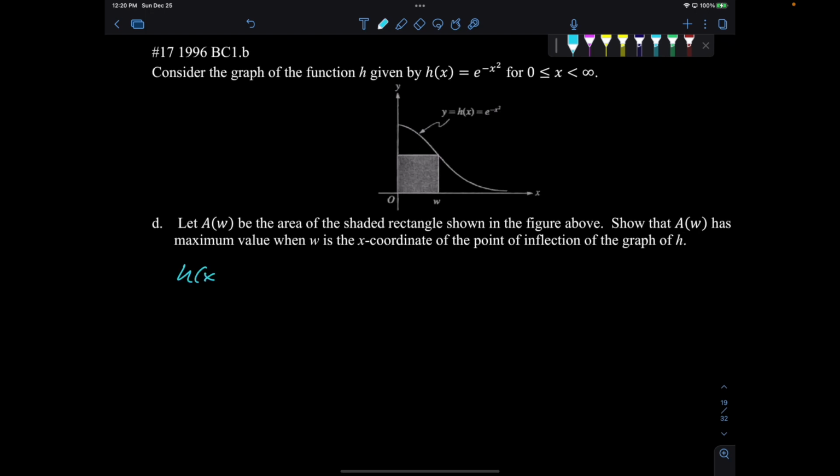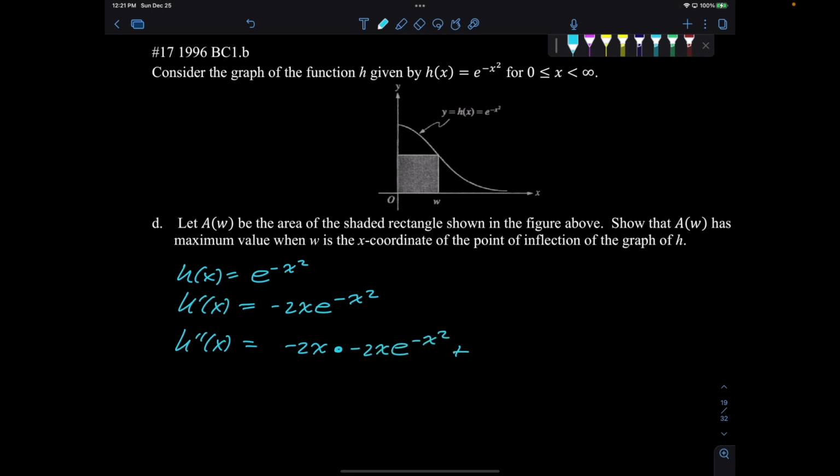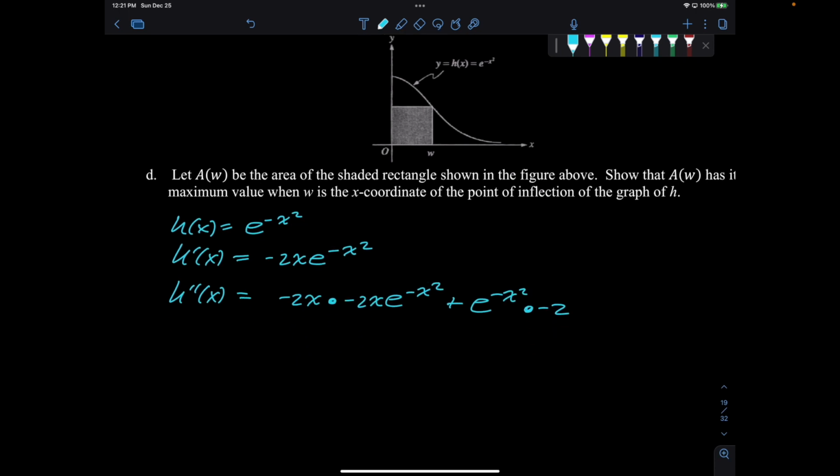So h of x is e to the negative x squared. h prime of x is negative 2x e to the negative x squared by the chain rule. h double prime of x: first, derivative of the second, is negative 2x e to the negative x squared, plus second, which is e to the negative x squared, derivative of the first, negative 2. I'm just going to take out e to the negative x squared. I know I could take out more, but this gives me 4x squared minus 2.